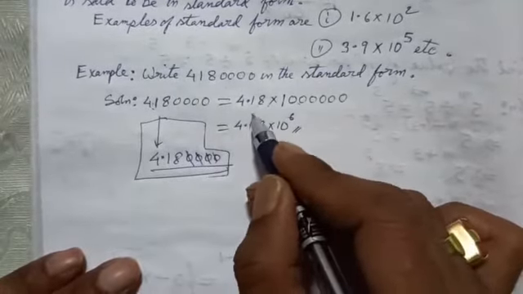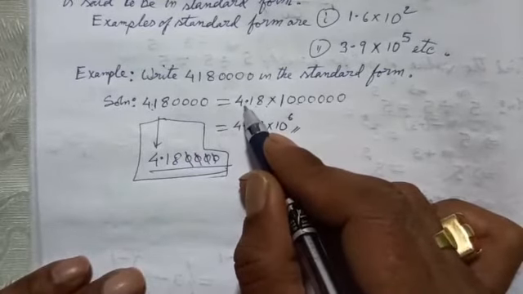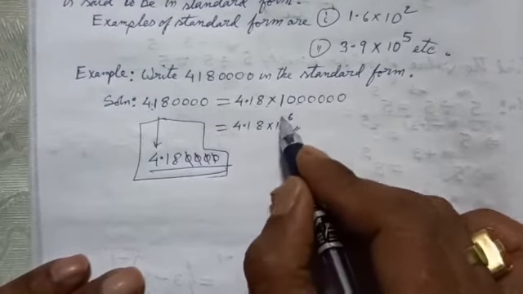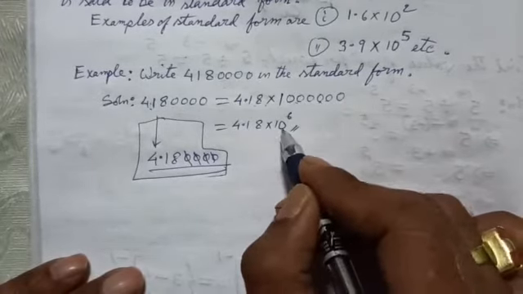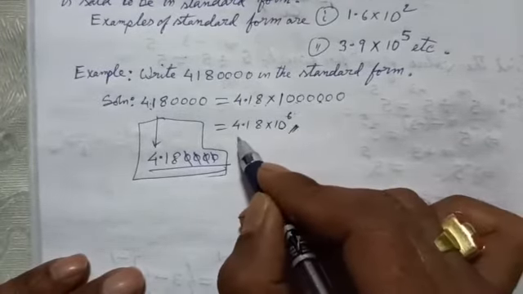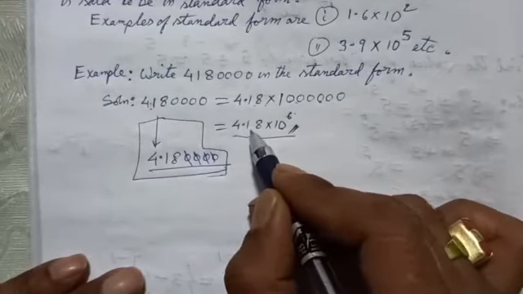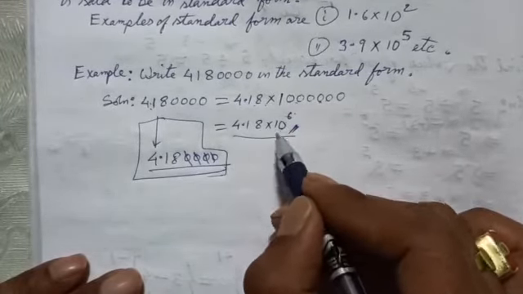Now 4.18, we are writing here. The number of zeros is 6, so we can write this number as 10 to the power 6, and this is the answer. 4.18 into 10 to the power 6 in the standard form.